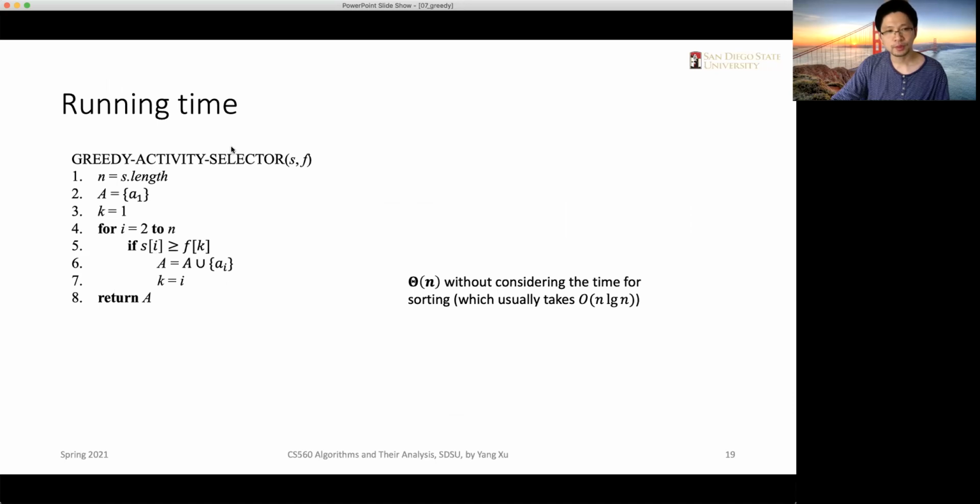So it's actually quite straightforward, right? Because we use one for loop to iterate over basically almost all activities from 2 to n, right? And it's more or less just Big Theta of n, right? But actually, we didn't consider the fact that we sort all the activities just before we run the greedy activity selector. So strictly speaking, we need to say that it's at least n times logarithm of n.